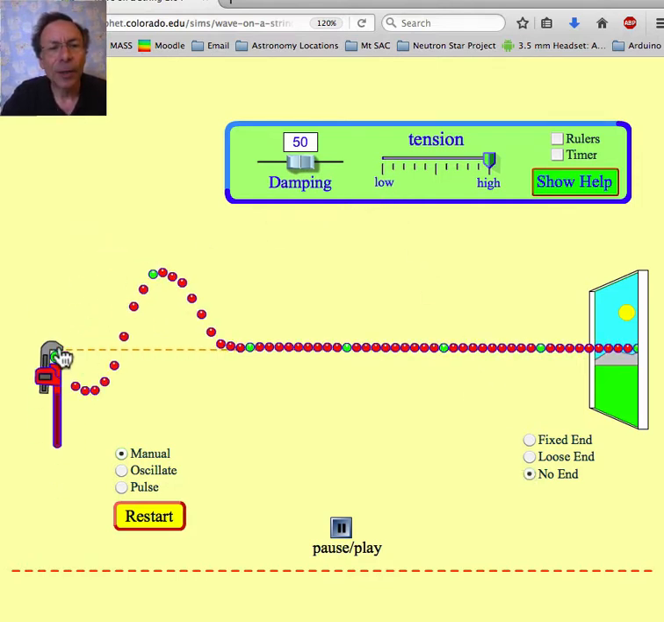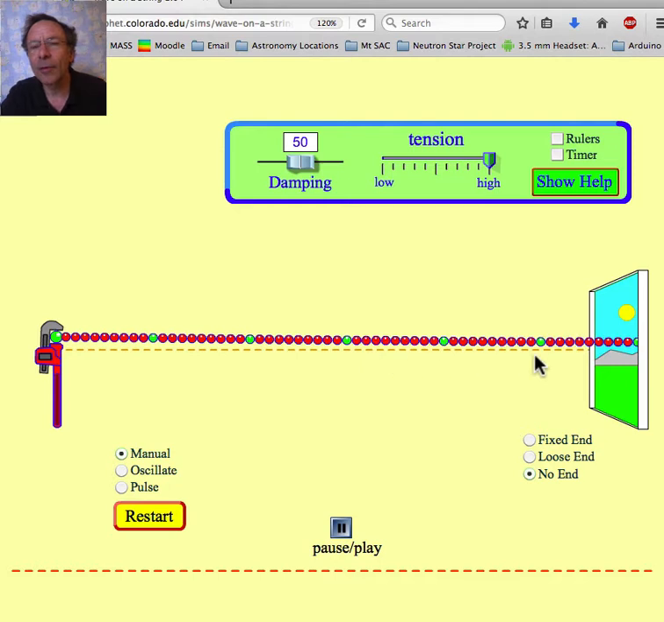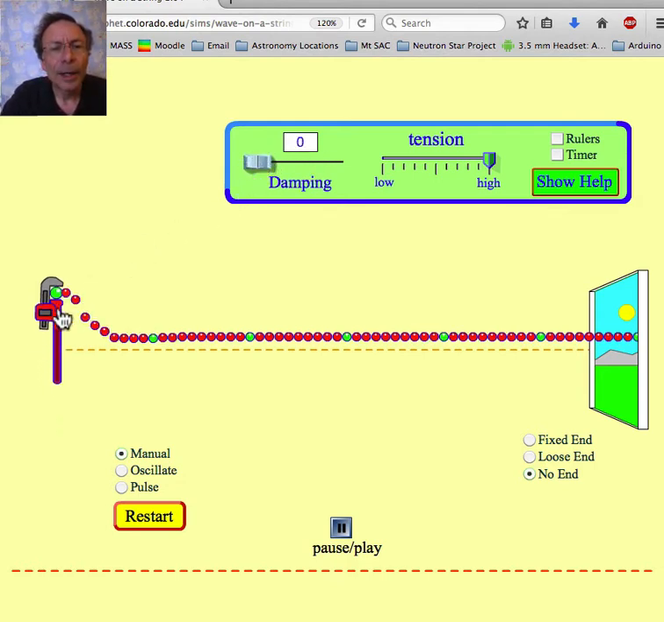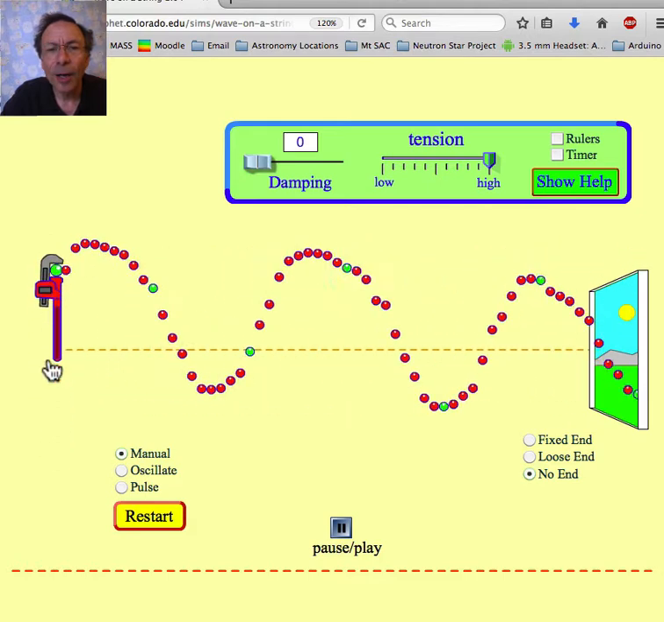And so now when I do this, the waves travel out the window. I guess there must be a continuation to the right that we don't see. Now it doesn't look like much because you have a lot of damping, a lot of friction. So let's turn the damping down. And now we have traveling waves.